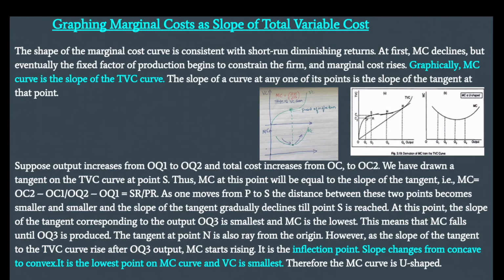This is the inflection point. The slope changes from concave to convex. It is the lowest point on the MC curve and variable cost is smallest. Therefore, the marginal cost curve is U-shaped.